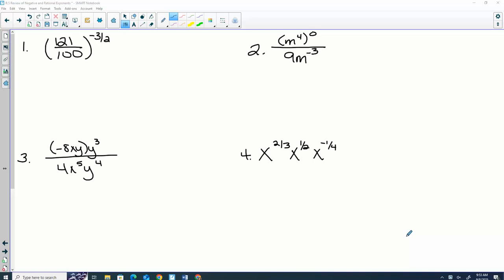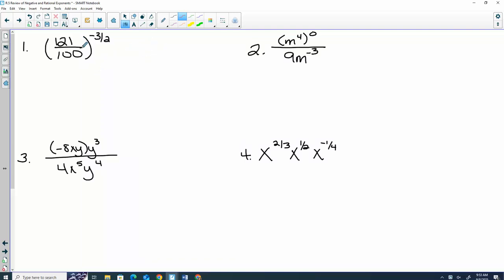First one, we didn't actually do any problem exactly like this one on Friday, but we talked about all the properties you need to do it. So there are a couple different ways. I saw a couple of people distributed the exponent to both and had 121 to the -3 halves and 100 to the -3 halves, which is fine.